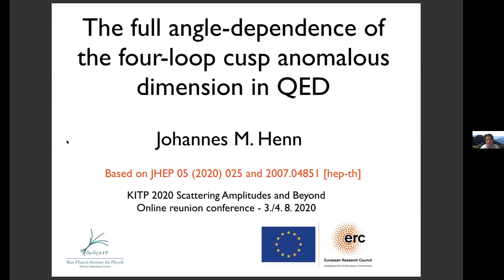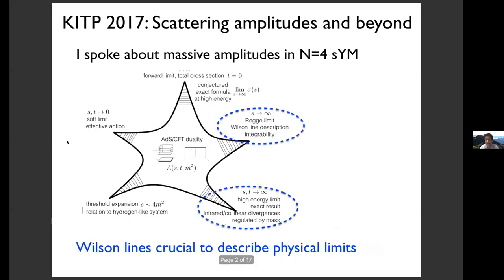So this is work based on two papers, one very recent, just from last month, about the cusp anomalous dimension. And I was asked to somehow connect it to the KITP conference 3 years ago, which of course I have very fond memories of. But I did not remember what I talked about, so I looked it up, and there was this. This is one of the slides.